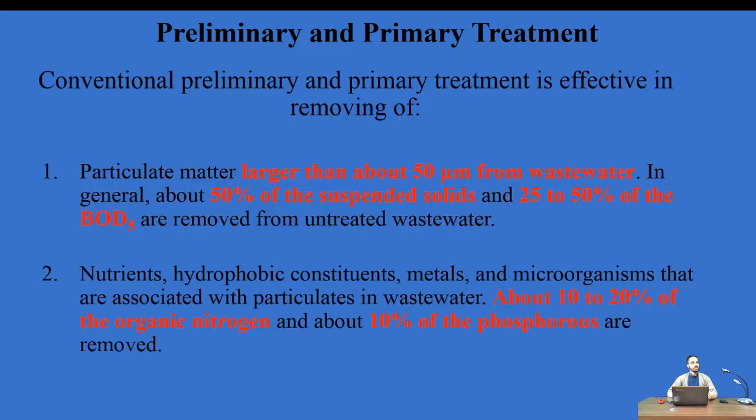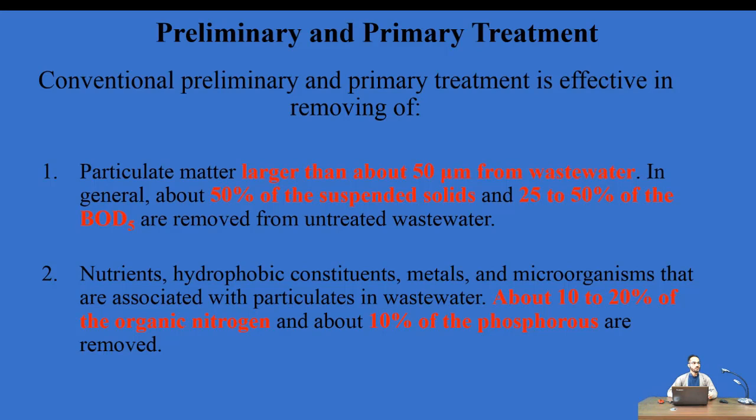Preliminary and primary treatments are effective in removing the particulate matter, that is, particles larger than 50 microns. And in general, about 50% of the suspended solids and 25 to 50% of the BOD5 are removed from untreated wastewater.